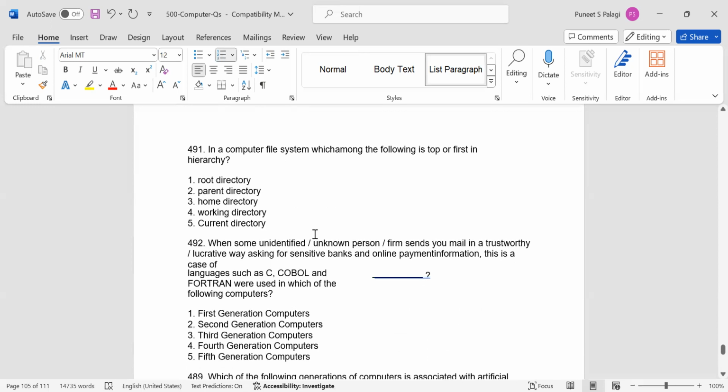The next question. In a computer file system, which among the following is top or first in the hierarchy? It is always a root directory.